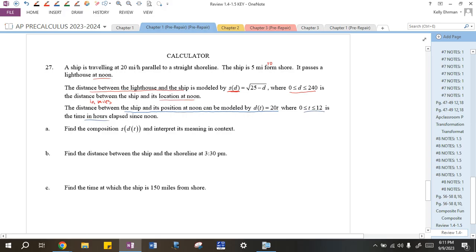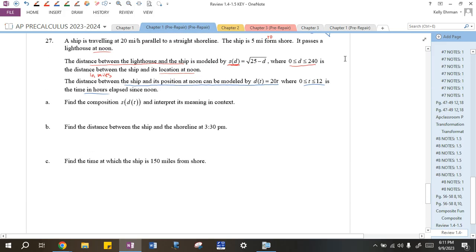Okay, so we have two distances. Distance between ship and lighthouse, and distance between, so like something like this, and then maybe at noon the ship was out here, and this is like the distance between the ship and where it was at noon. Okay, so find the composition S of D of T.